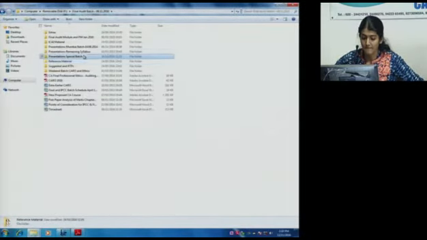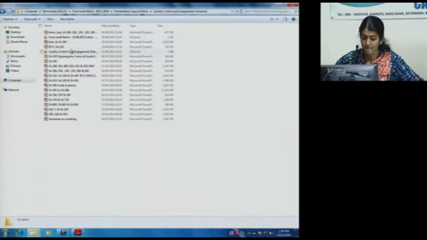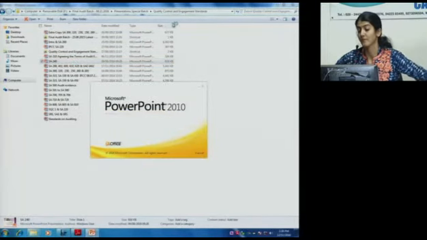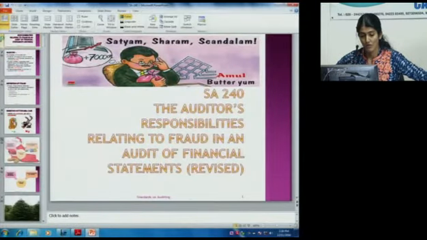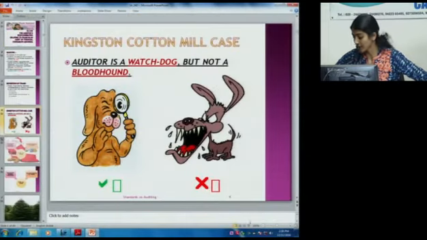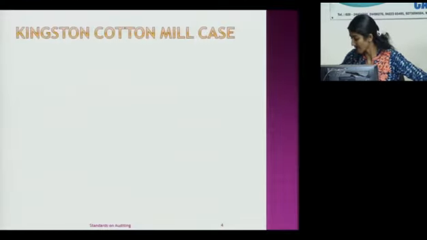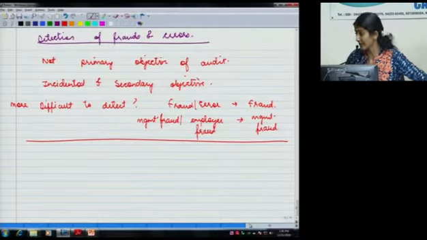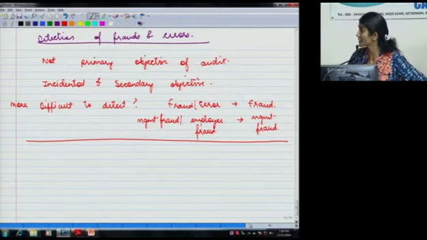Detection of fraud is not the responsibility of the auditor. If he comes across a situation due to which he gets to know that there might be a fraud existing, only then it becomes his responsibility. Directly what is said is that detection of frauds and errors is not the objective of the audit. What is the objective of the audit? To express an opinion, to obtain reasonable assurance.